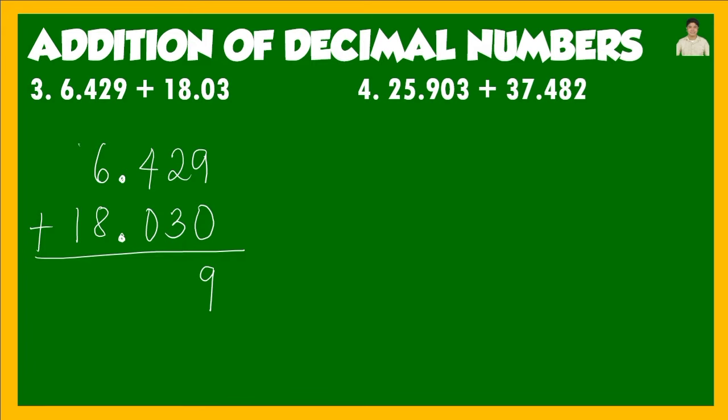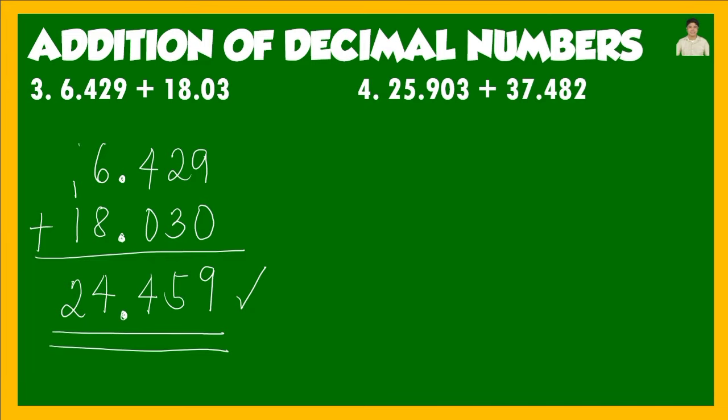2 plus 3, we have 5. 4 plus 0, 4. 6 plus 8, that is 14. So, we write 4 and then carry 1. 1 plus 1, 2. And then, yung decimal point. So, our answer is 24 and 459 thousandths.